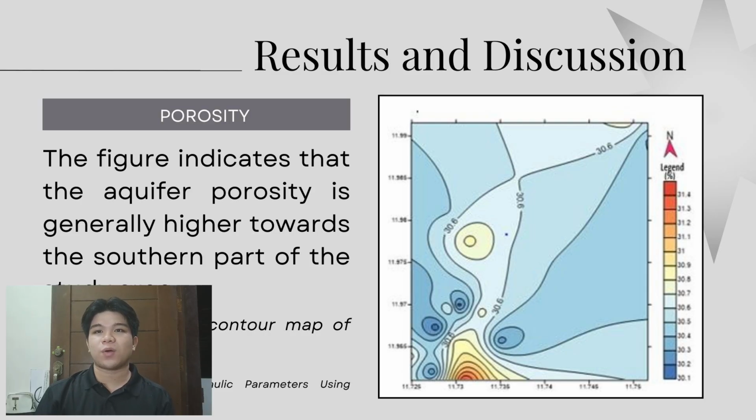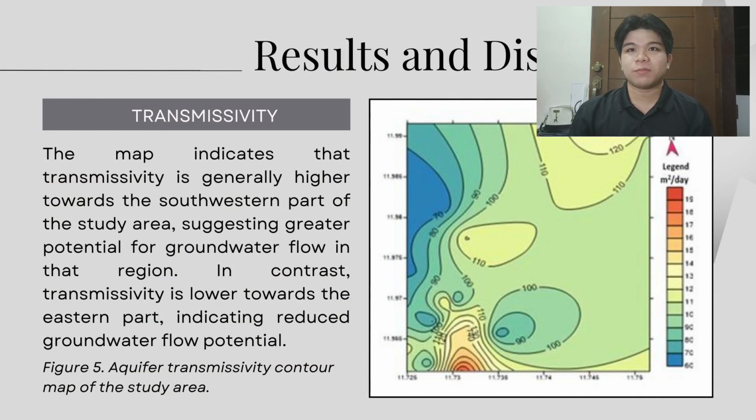The contour lines show how porosity values change geographically, with different colors representing varying ranges of porosity. These suggest that groundwater storage capacity, which is directly related to porosity, is more significant in the southern portion of the study area. Figure 5 illustrates the spatial distribution of aquifer transmissivity within the study area.